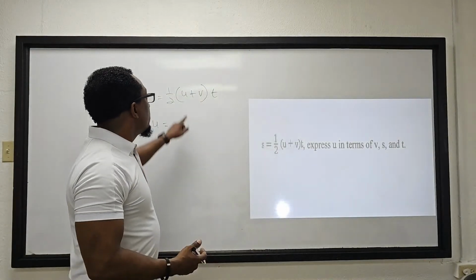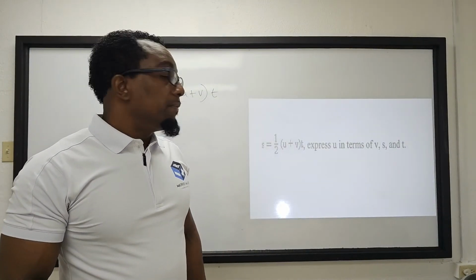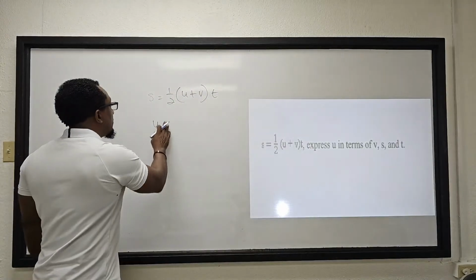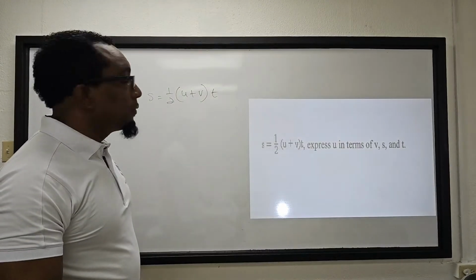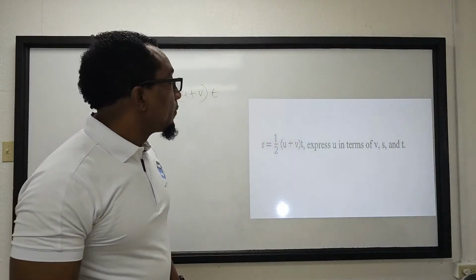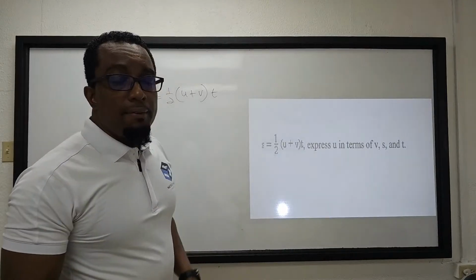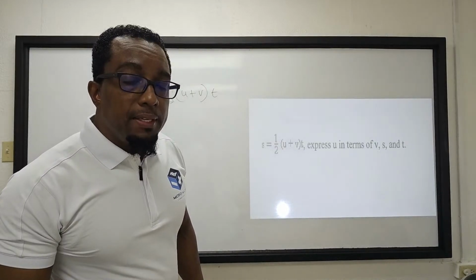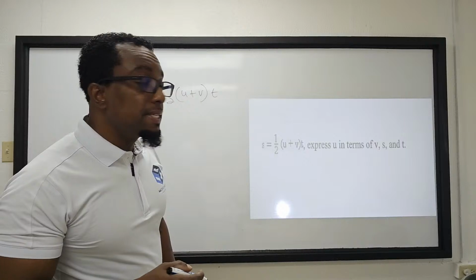So how are we going to make U the subject? Currently U is not the subject, so we have to implement various steps to help us to make U the subject. We can remove the brackets if we wish to, or if not, we can remove a half and T, then we can remove V to make U the subject. The aim is to get rid of all those variables that surround U.